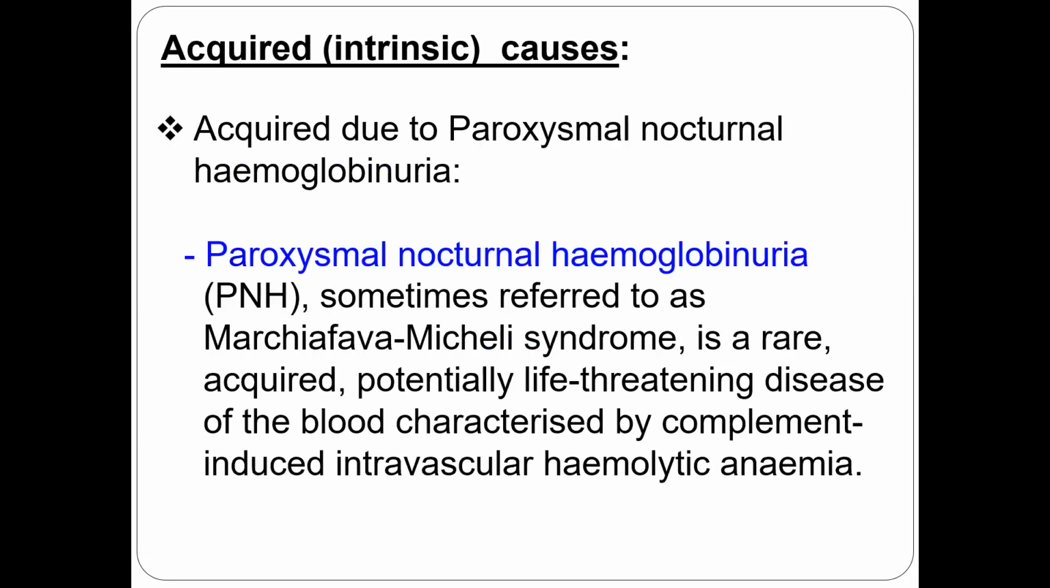Okay, still on the acquired, we have paroxysmal nocturnal hemoglobinuria as well. This one is referred to as Marchiafava-Micheli syndrome. An acquired, potentially life-threatening disease of the red cells. So this should have been part of the acquired, isn't it? Where was that?